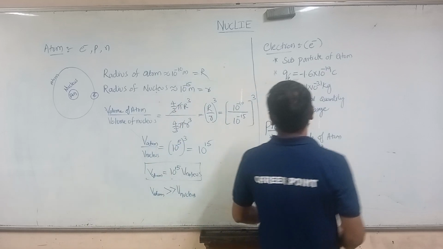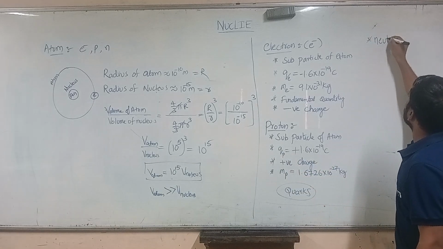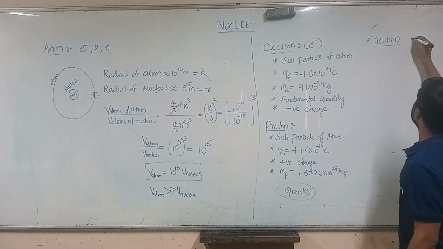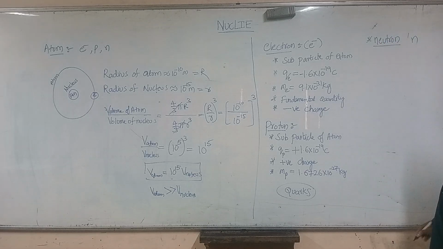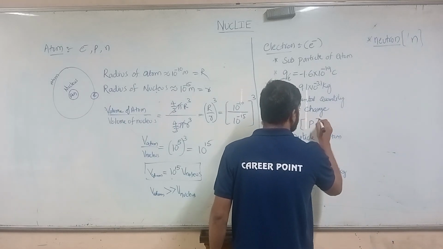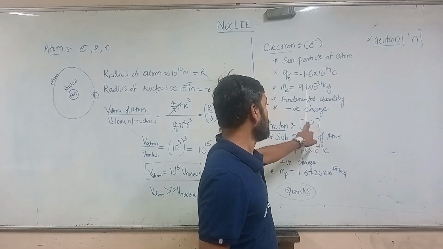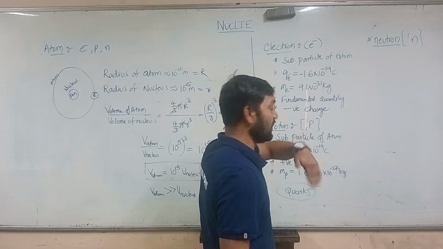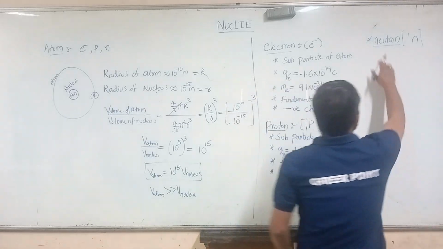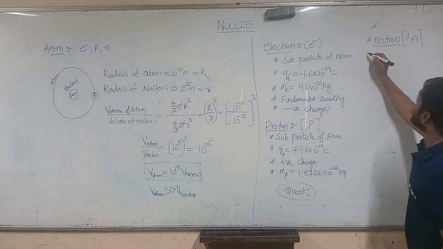Next we will see the neutron, N-E-U-T-R-O-N. The neutron is represented like this, and the proton can be represented like this. P means proton, with 1, 1, which we will discuss later. And the neutron is represented by N, and here we need to take 1.